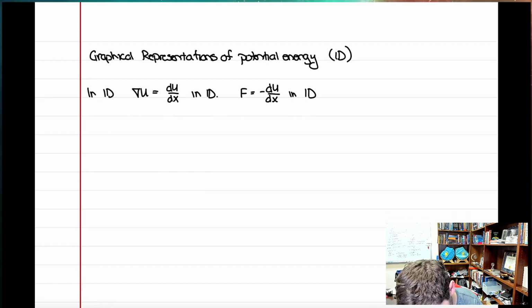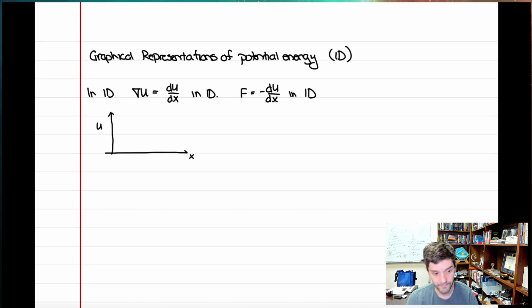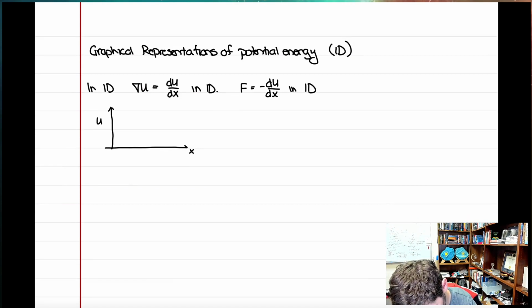So if I have a potential energy drawing where as a function of x, I am plotting potential energy, and perhaps it looks something like this.